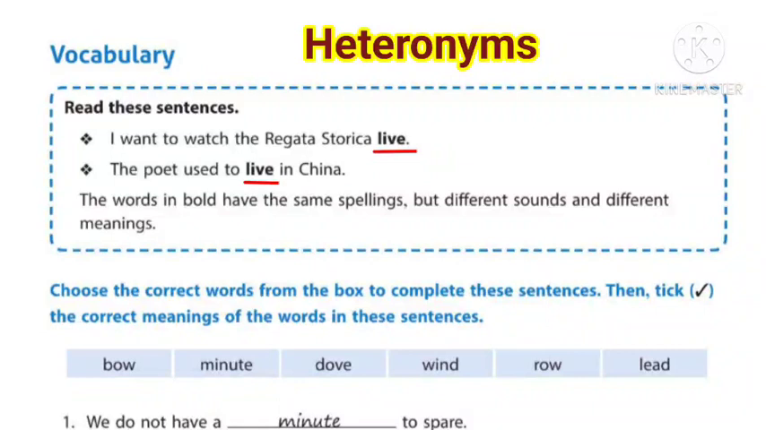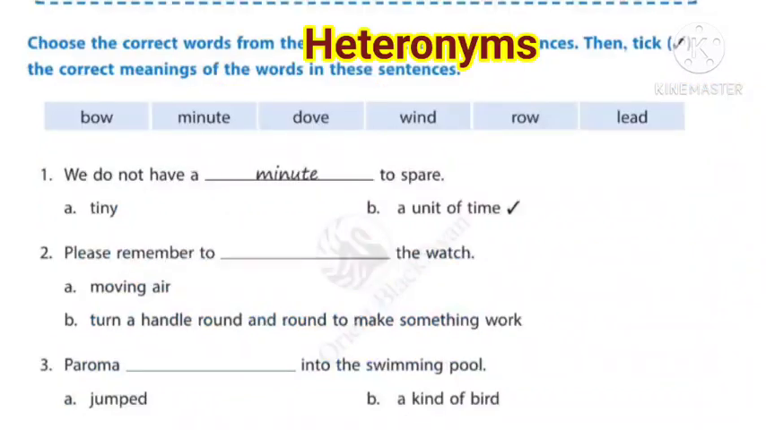So now let's do the textual exercises. The first one: we do not have a minute to spare. They have already given the answer here. Minute means it is a unit of time. It refers to time. Whereas minute means tiny. Both minute and minute are written in the same way. Both have the same spellings, but they are pronounced differently, and they have different meanings.